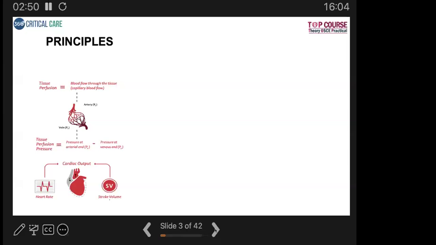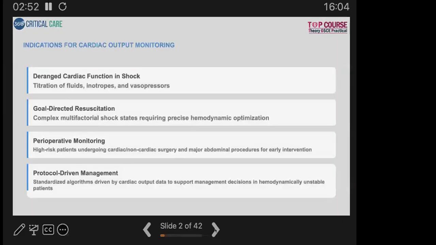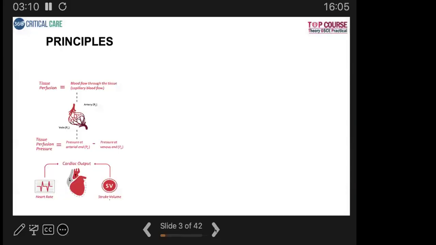So, how do you classify the cardiac output devices? Based on what, and what are the different methods of classification? Can anyone? Invasive, non-invasive, or we can calibrate it or non-calibrate. Correct. That is one method of classifying it.